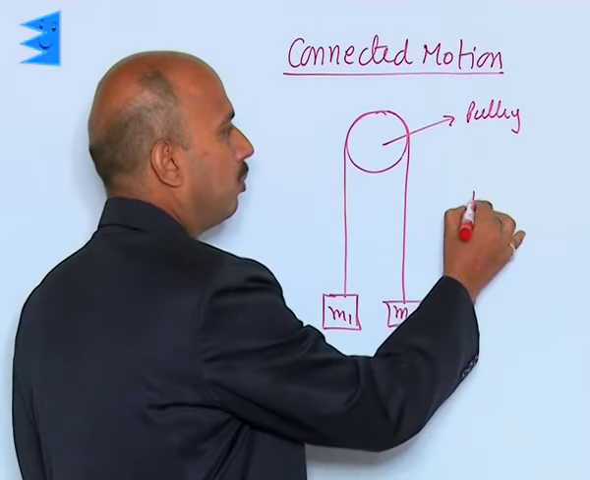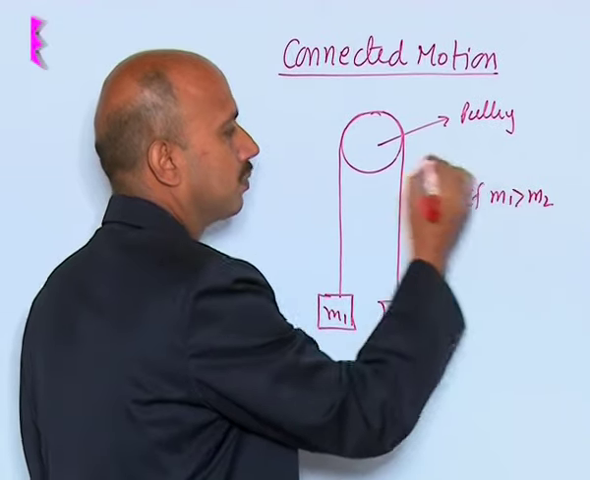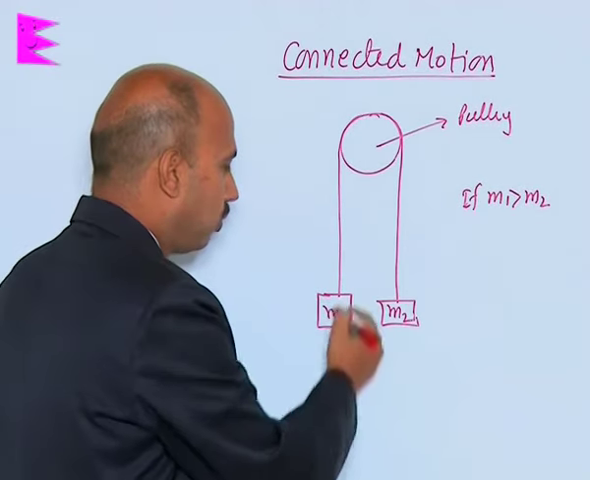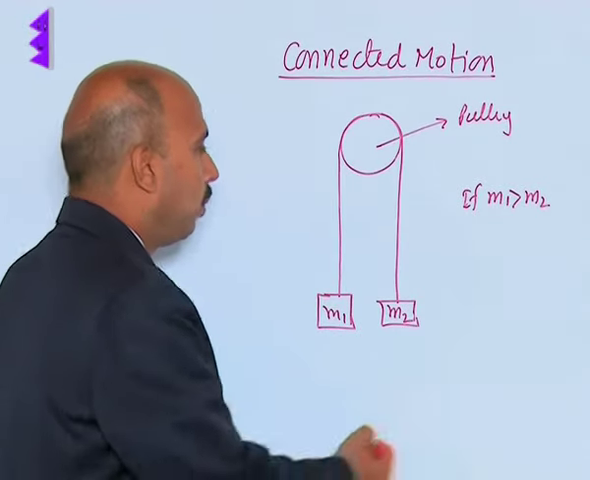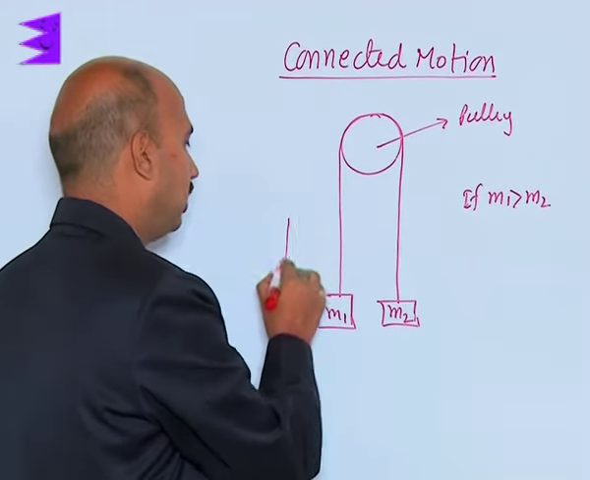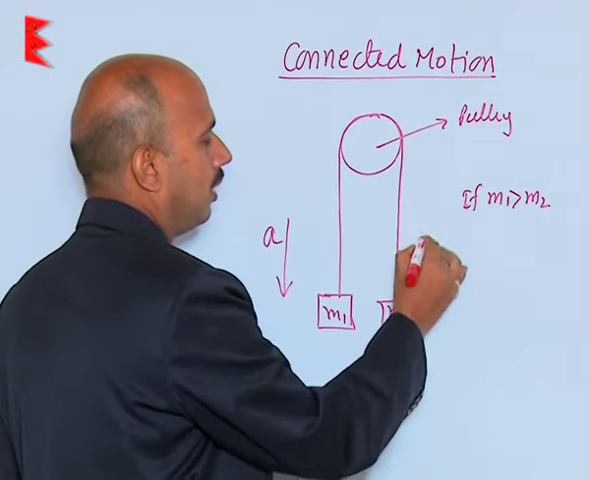Now, suppose M1 is greater than M2. So obviously M1 is going downward and M2 is going up. Both are moving with the same acceleration because of the same string. So we can take the acceleration downward here and upward here.